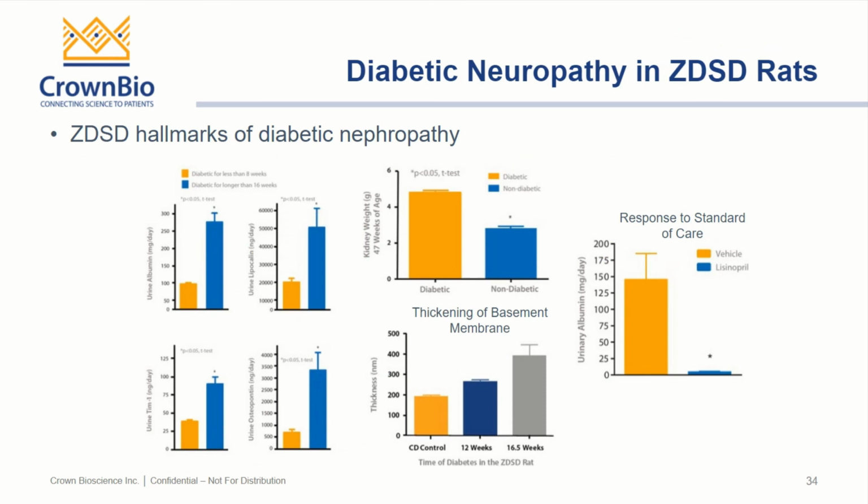The ZDSD rat also exhibits key features of diabetic nephropathy. These include progressive albuminuria and an increase in the urinary kidney injury marker, TIM1. There's progressive enlargement of the kidneys and progressive thickening of the kidney basal membrane. The ZDSD rat is responsive to standard of care drugs like lisinopril, demonstrating that this model of obesity-related diabetic nephropathy has translational value for preclinical drug development.